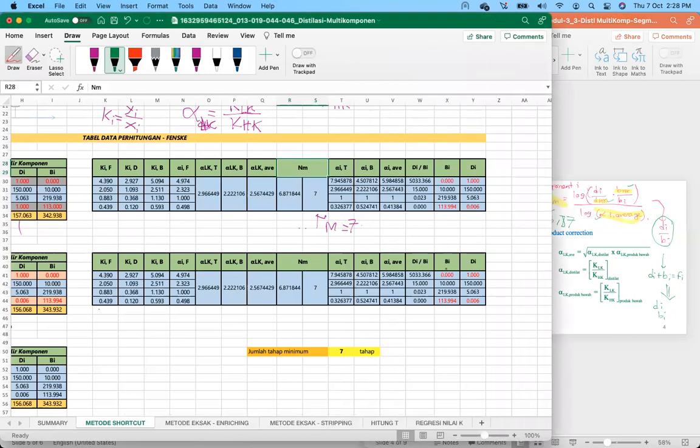This is how they try to see. They find the new DI over BI based on the calculation from the NM. Okay, they can also find D2 divided by B2, and they can also find D3 divided by B3, sorry, D4 divided by B4. So they can know the exact value of this and this. Up to here, any question? Is it clear enough?